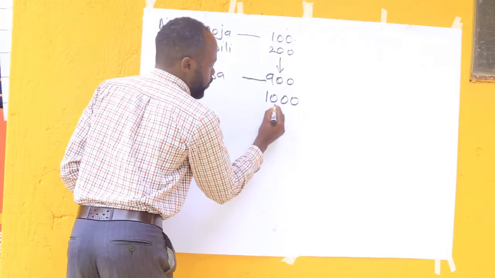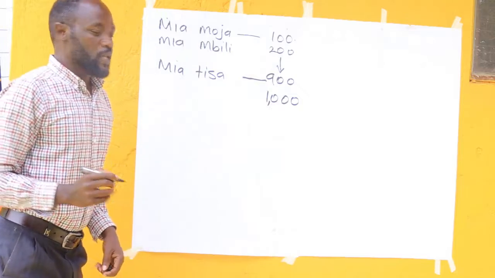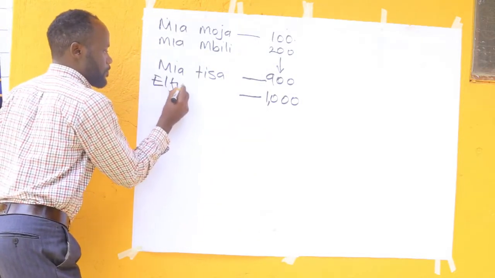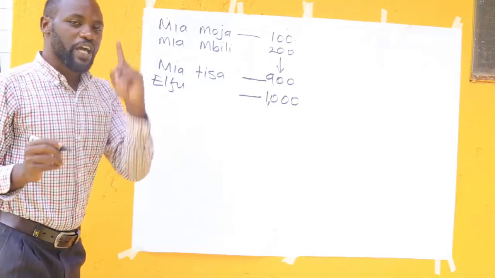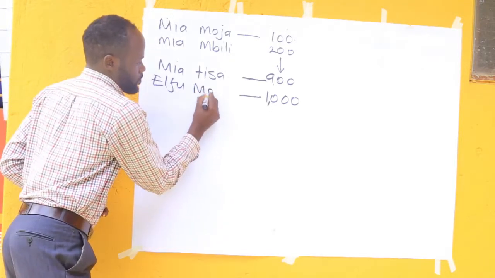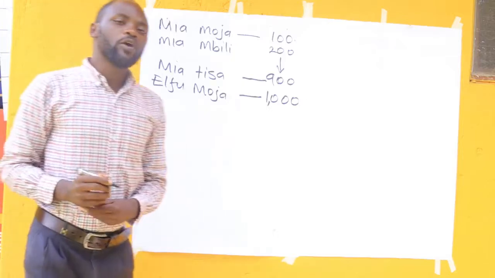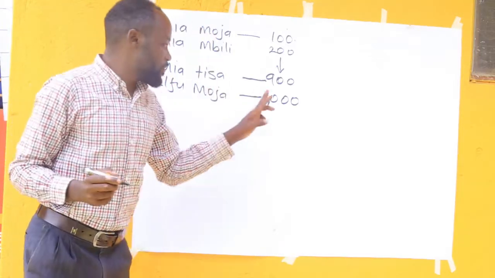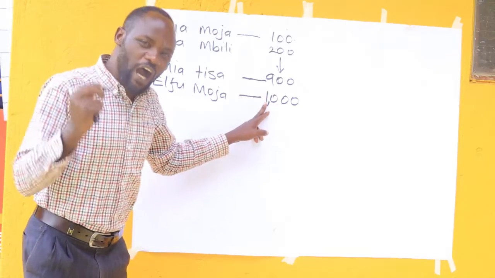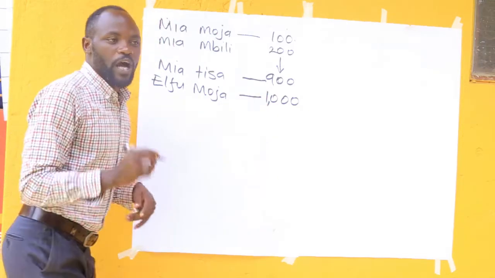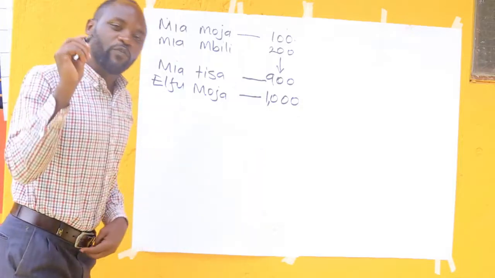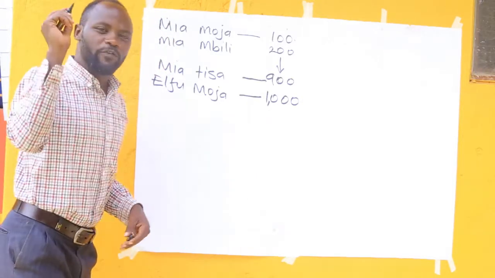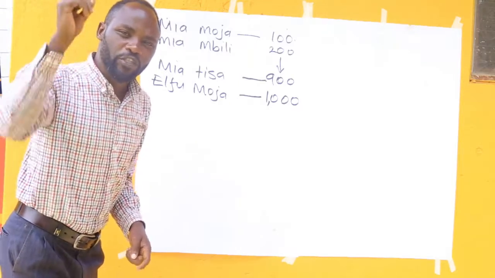This is 1000. So in Kiswahili the word is elfu, elfu moja. We are calling it elfu moja because of this one. So we shall also keep adjusting depending on the figure that we shall have on this place. So if we have 3, that is elfu tatu. If we have 4, elfu nne. If we have 5, elfu tano. If we have 9, it is elfu tisa.